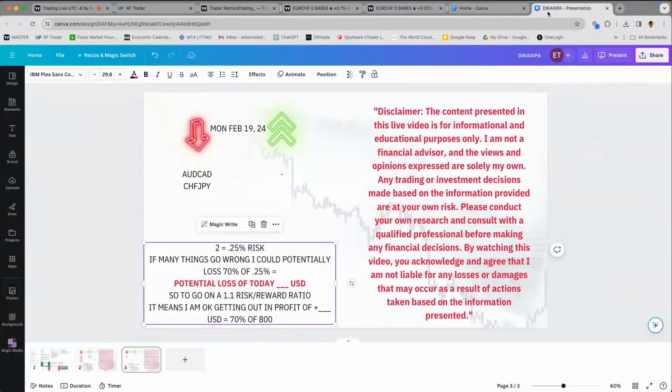Euro CHF. Alright, we are selling Euro CHF, and it's just 10 a.m., so I think I will stop trading right now.